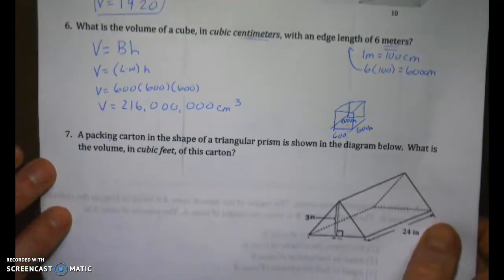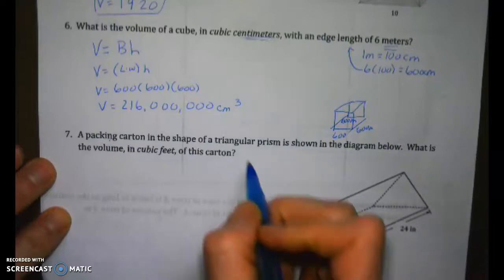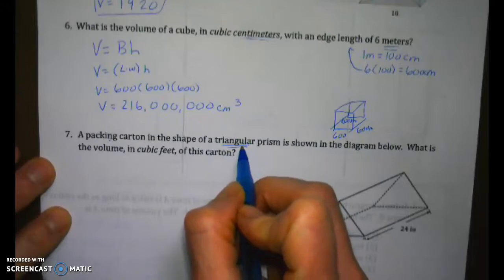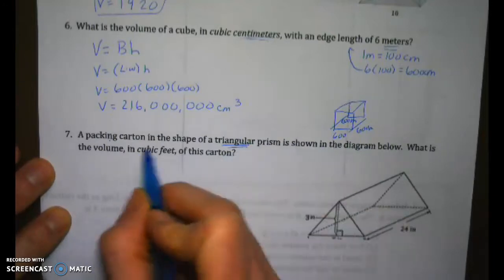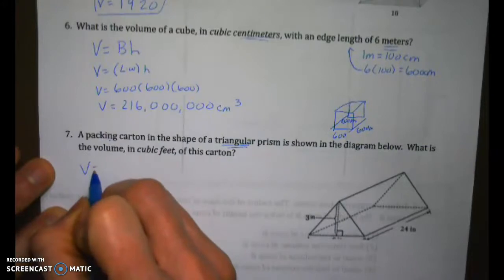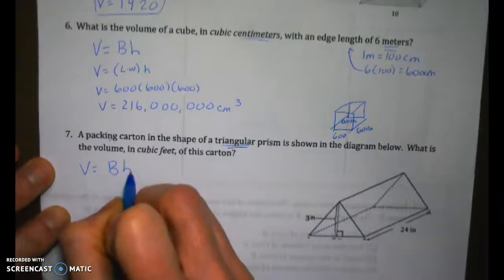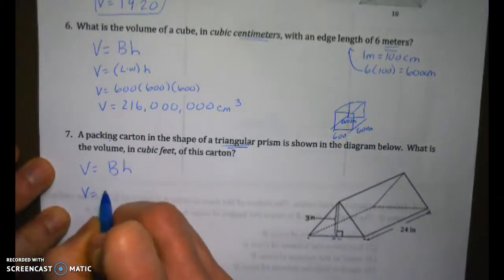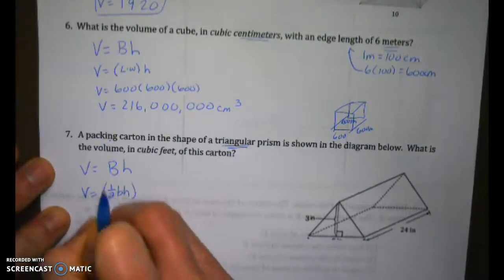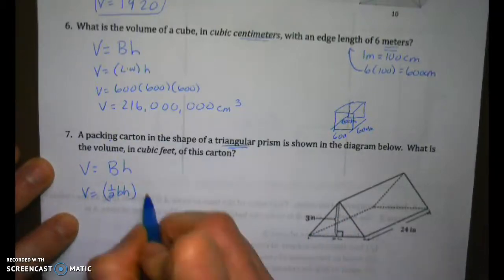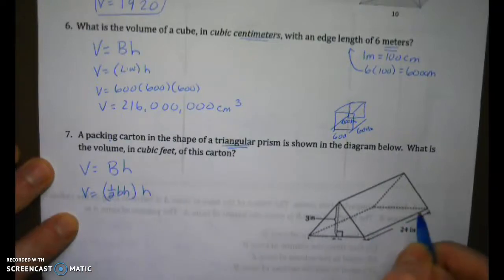Number 7, a packing carton in the shape of a triangular prism. So remember, prisms are named by their bases. So the base is going to be a triangle shown in the diagram below. What is the volume in cubic feet? Well, when you look at your formula sheet, you're going to find out that the volume of any prism is capital B times H. The area of the base formula in this case is a triangle, so 1/2 base times height. So it's going to be the volume of this, the area of the two-dimensional figure times the height, which is going to be the distance between those two triangles.